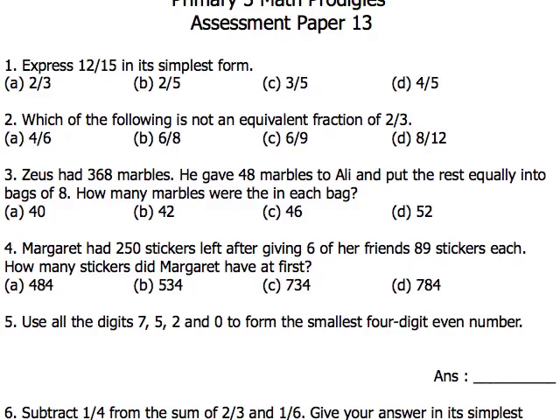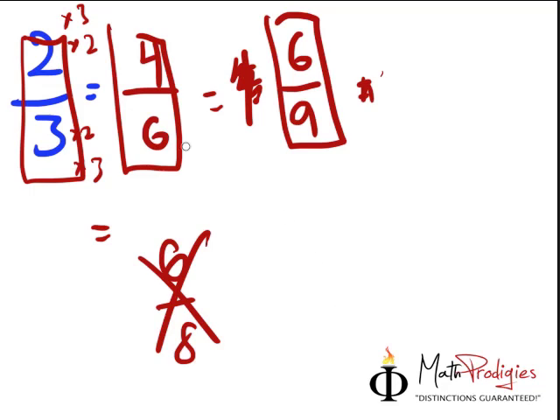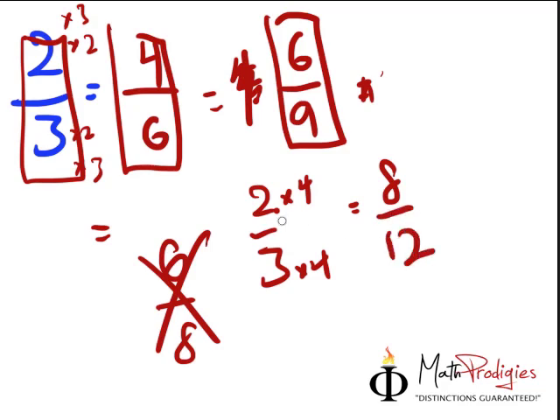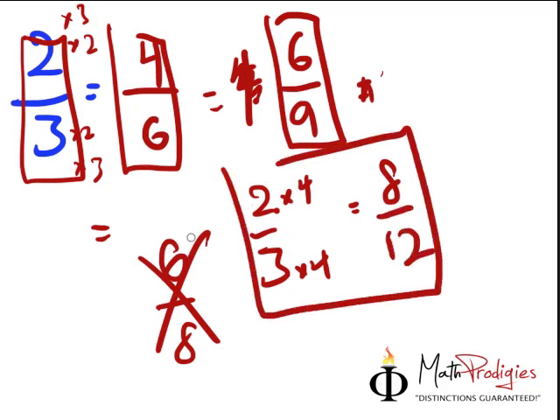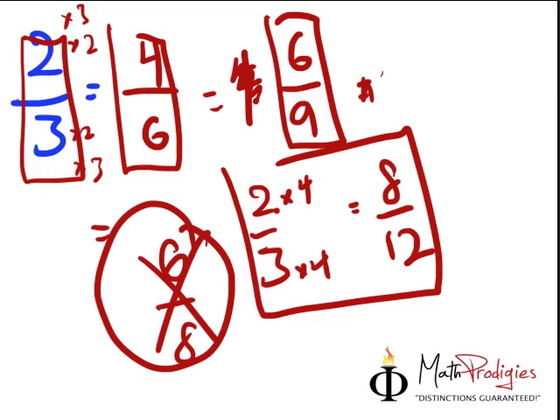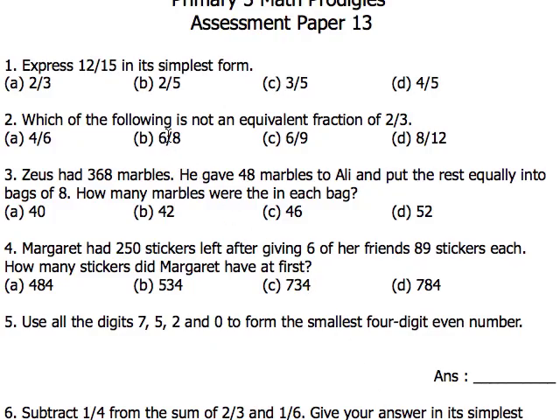Let's take a look at the last one, 8 over 12. So 8 over 12 is 2 over 3 times 4 to get 8, times 4 below. So you get 8 over 12, which is the same equivalent. So the answer is 6 over 8 is not the same as 2 over 3. The answer for 2 is B.